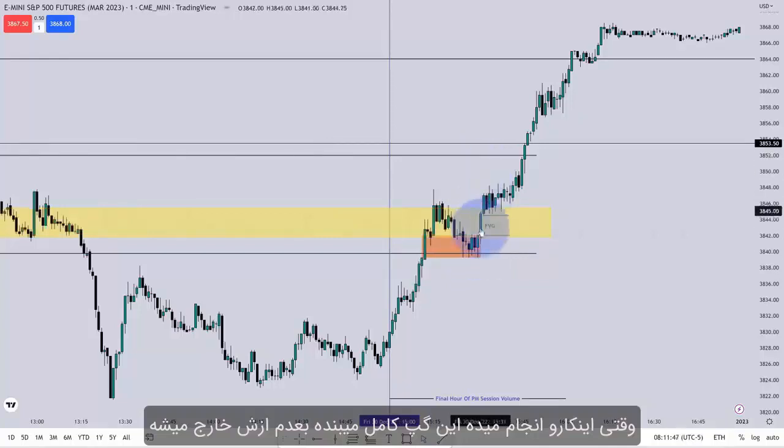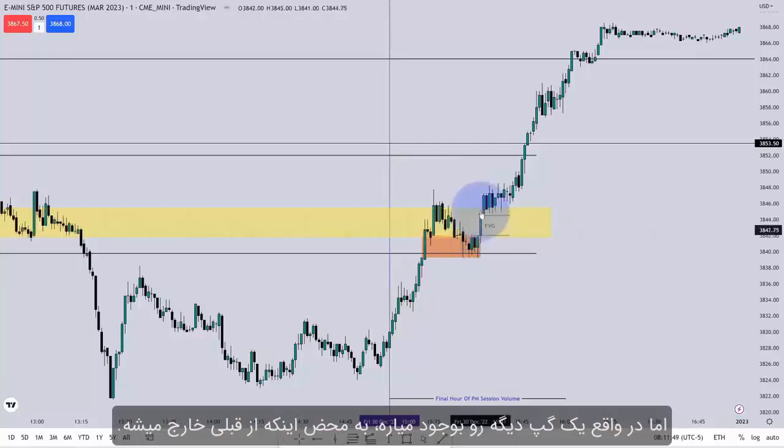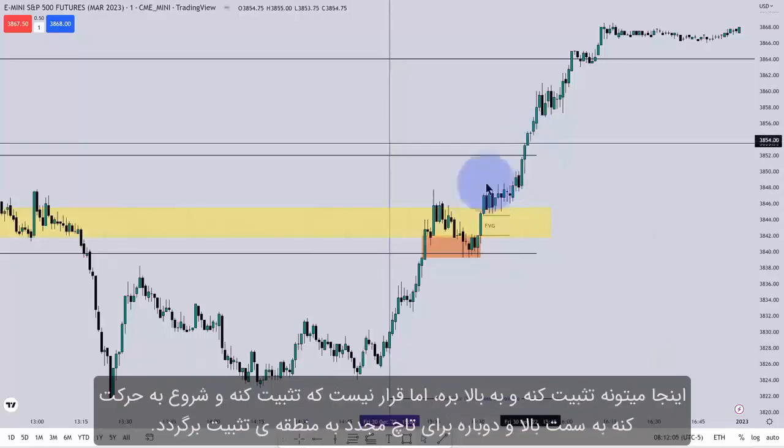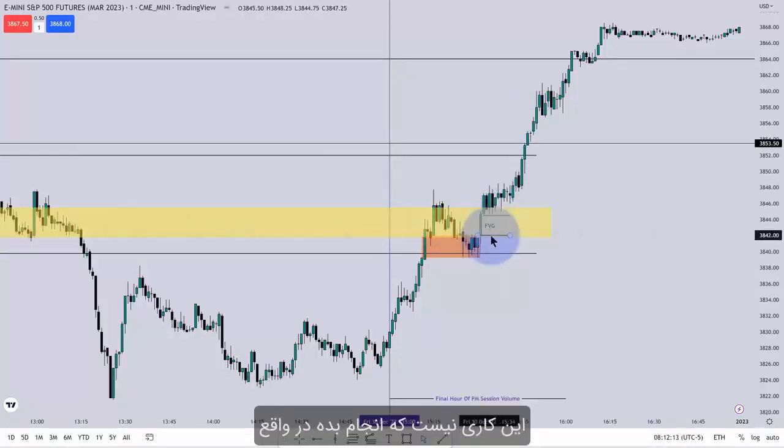But it starts off another fair value gap right as it leaves this one. So it's not going to do what? It's not going to be consolidation, expansion, reversal. It's going to be consolidation, expansion, and continue. It can consolidate and then run higher, but it's not going to consolidate, expand, and come right back into a retracement. That's not what it's going to do.